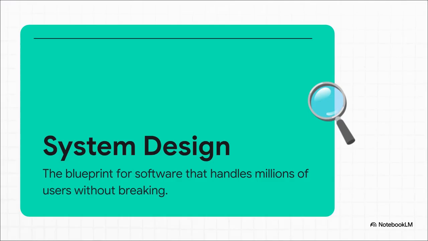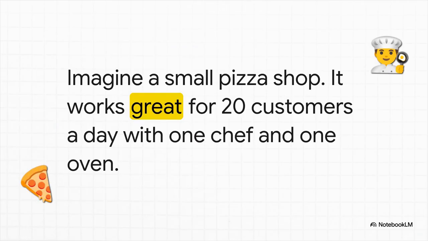The easiest way to think about it is like this. You would never ever build a skyscraper without a super detailed architectural blueprint, right? Well, system design is that exact blueprint, but for software. It's the master plan that makes sure an app can handle a whole city's worth of users, not just a few people. To make this crystal clear, let's use an analogy.